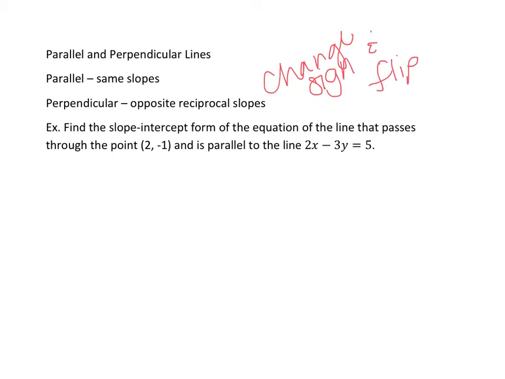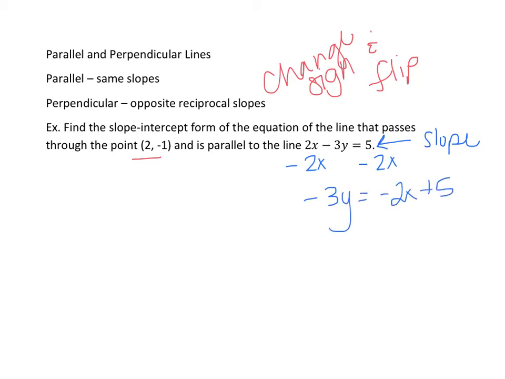So if I want to find the slope-intercept form of the equation of the line that passes through the point, so there's a good point, parallel to the line 2x minus 3y equals 5. The only thing I need to get from this line right here is slope. So what I'm going to do is put it in slope-intercept form. I'm going to get y by itself. Subtract 2x, negative 3y equals negative 2x plus 5. Divide by negative 3.